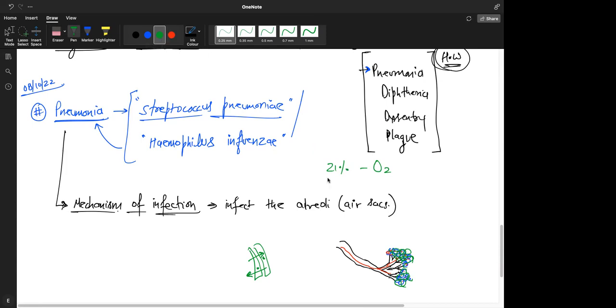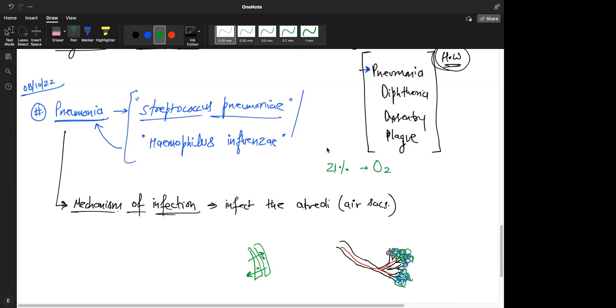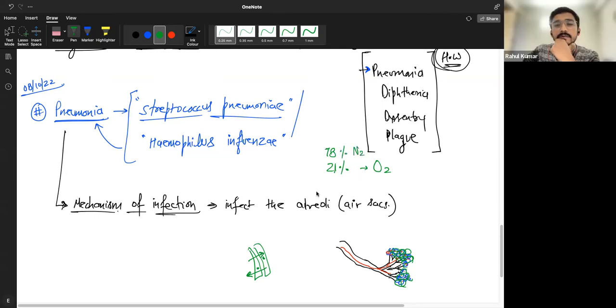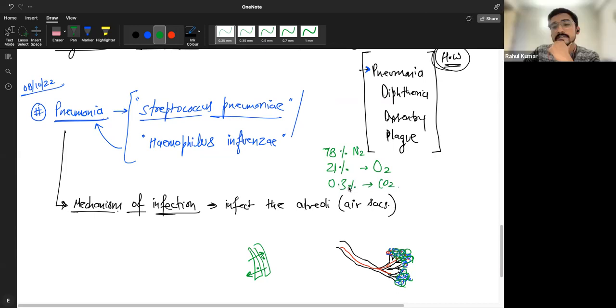Most of the percentage is nitrogen, right? What is the most? Most means how most? It will be around 70, but not completely. 1% would be left for the other gases. Yes, it's 78% nitrogen, 21% oxygen. Total becomes 99. 0.3% is CO2. The rest left is 0.7. In that 0.7% you have water vapors, argon, helium, hydrogen. Others are very, very trace in atmosphere.